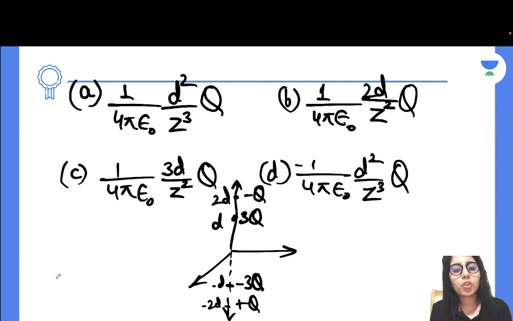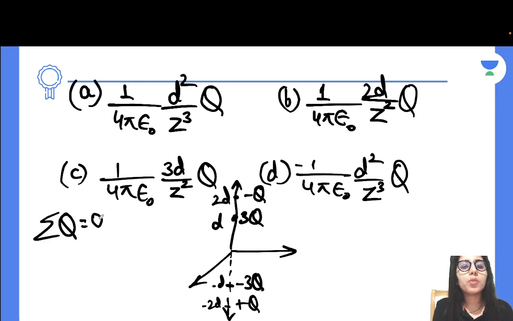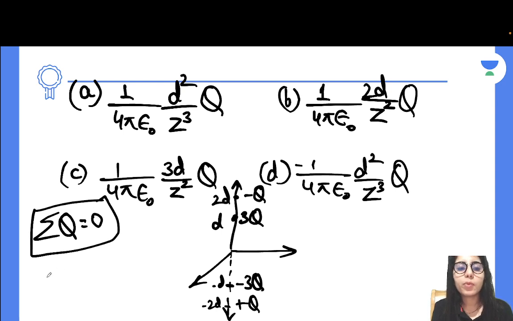So in this situation, first of all, we have to check out, is it a monopole, is it a dipole, is it a quadrupole, what is that? Accordingly, we will be writing the potential. So if you will see here, the sum of all the charges is equal to what? 0, which means it's not a monopole. But if you will consider the dipole moment, in that case, it's going to be the charge multiplied with the corresponding distance, like q times negative 2d, negative 3q times negative d, 3q times d, negative q times 2d.